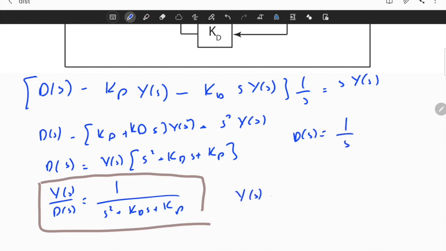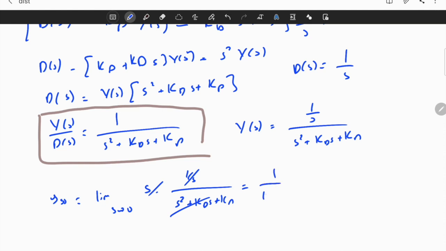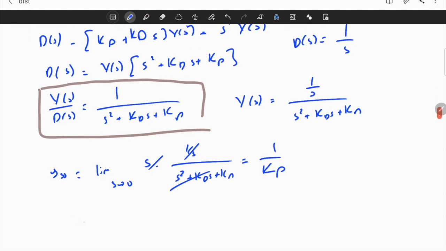So y of s is technically equal to 1 over s divided by s squared plus kds plus kp. So y steady state is equal to limit when s goes to 0, s times 1 over s divided by s squared plus kds plus kp. These will cancel each other, and it's equal to 1 over kp. So under the fact that d of t is equal to 1 for t greater than or equal to 0, y steady state is equal to 1 over kp.